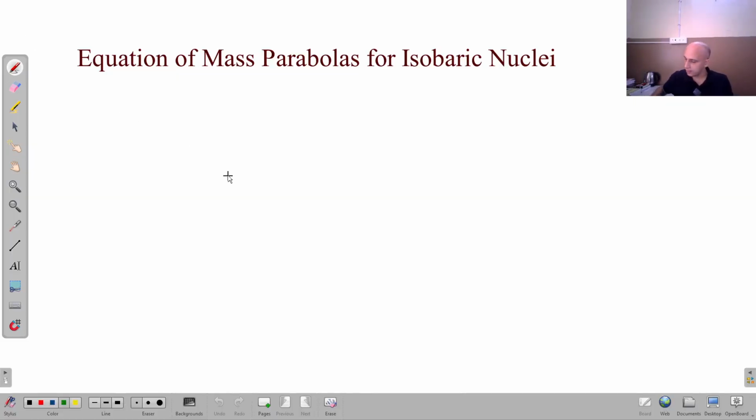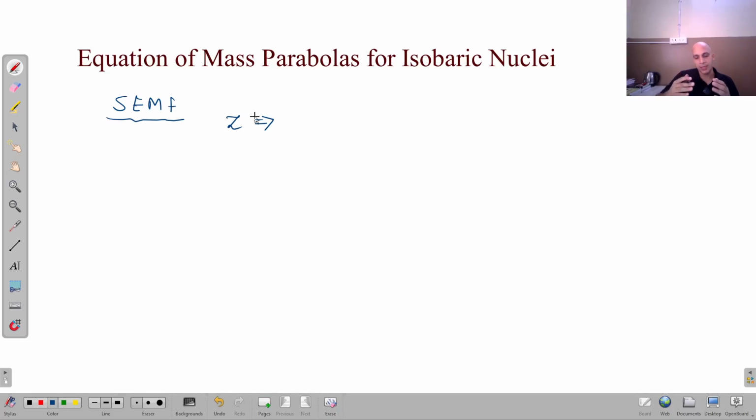So in this lecture I am going to discuss the equation of mass parabolas for isobaric nuclei. This is the next application of the semi-empirical mass formula, right? In the previous lecture I derived a condition for the atomic number or charge of the most stable isobar by utilizing this semi-empirical mass formula.